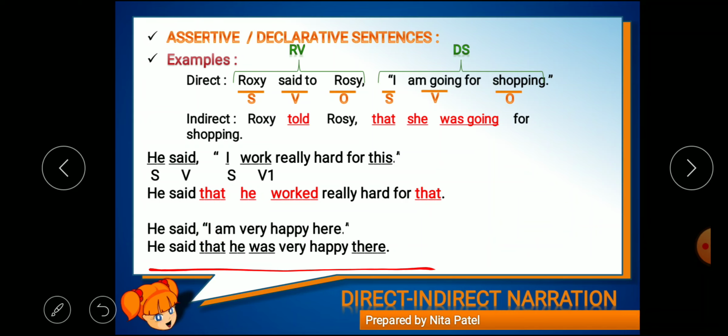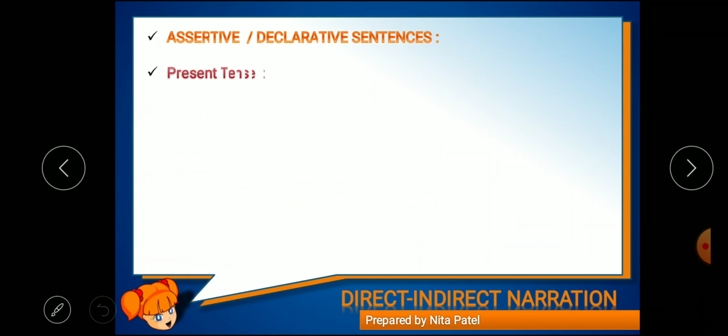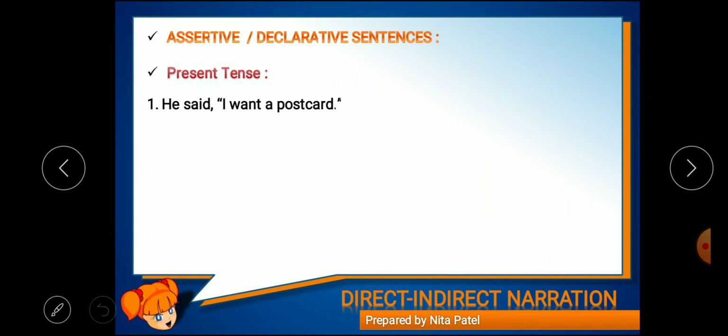I hope you understand what I'm saying right now. Okay, now we'll see only present tense direct speech. He said, "I want a postcard." Again, said, no object is there, so we will not change it. We'll remove these commas.